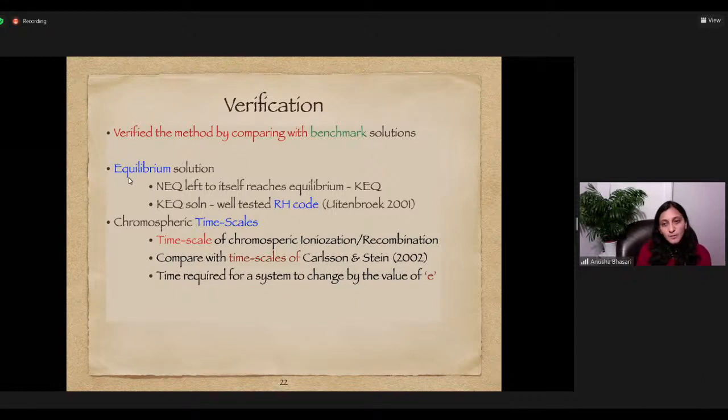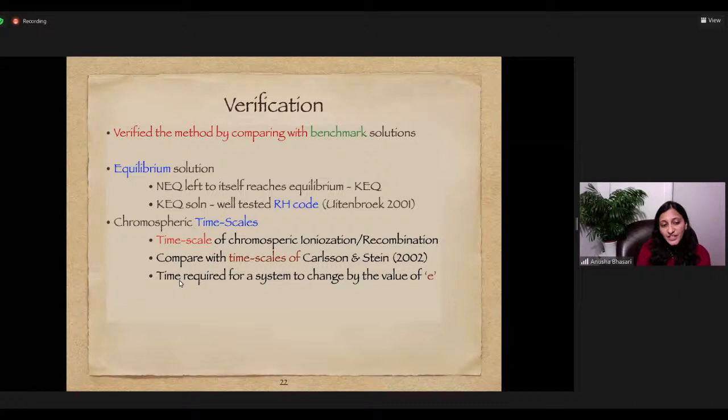The first benchmark solution that we compare is that when a non-equilibrium system left to itself reaches equilibrium, which is the kinetic equilibrium solution. And from the RH code of Uitenbroek, we can get independent kinetic equilibrium solutions, and we can compare these two. And similarly, we also computed the time scales of the ionization and recombination and compared those with the time scales computed by Carlsson and Stein in 2002.